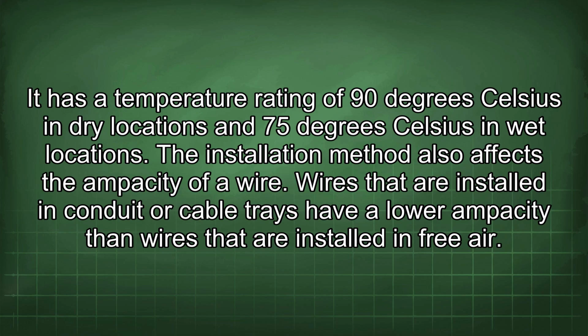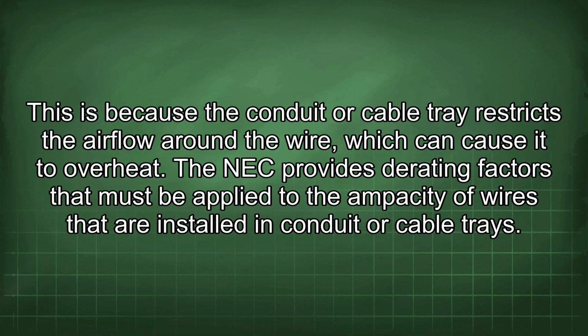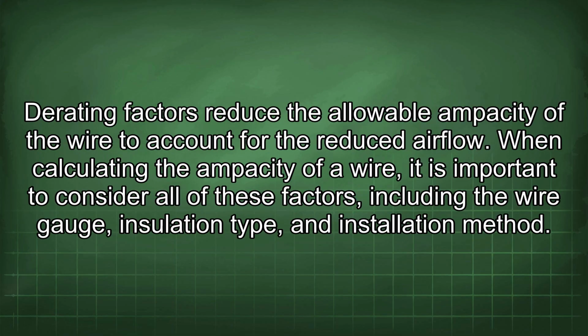The installation method also affects the ampacity of a wire. Wires that are installed in conduit or cable trays have a lower ampacity than wires that are installed in free air. This is because the conduit or cable tray restricts the airflow around the wire, which can cause it to overheat. The NEC provides derating factors that must be applied to the ampacity of wires that are installed in conduit or cable trays. Derating factors reduce the allowable ampacity of the wire to account for the reduced airflow.